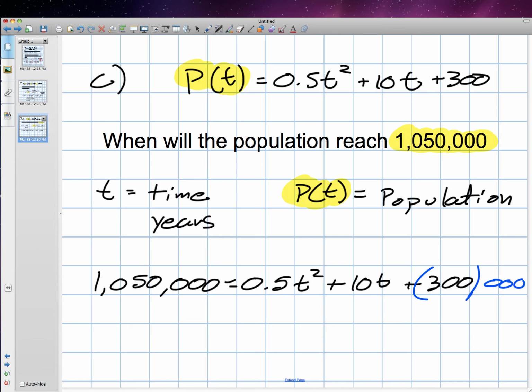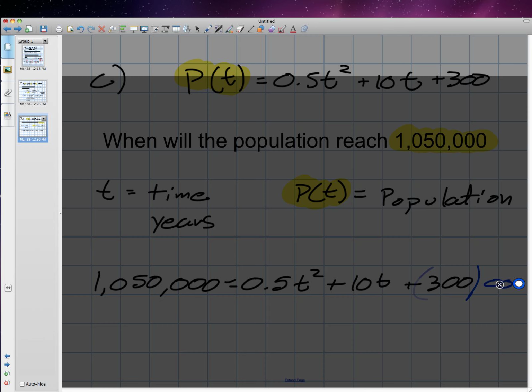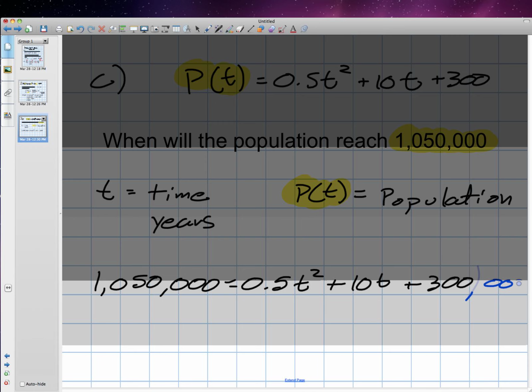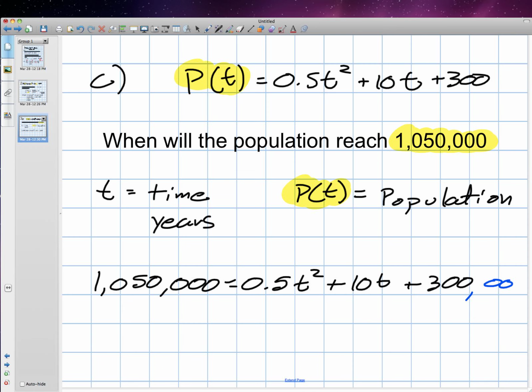Okay, don't worry. So, what that means is when I plug in 1,050,000, I actually have to drop off the last three zeros. So the number I should be plugging in is 1,050. You're right, it was wrong, because our population is measured in thousands. So we take 1,000 away from this, or in other words, we divide by 1,000. So this is the equation we're plugging in now.